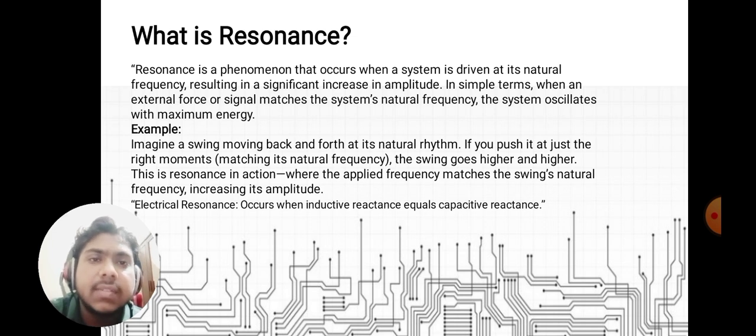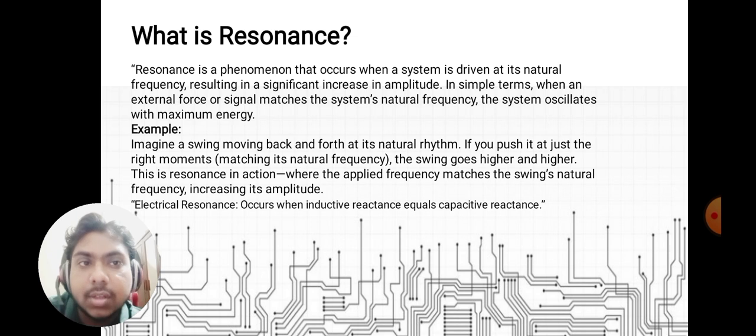If we were to give an example, imagine a swing that is swinging at its own natural frequency, and just at the right moment, someone gives an outer force. And then we see that the swing just goes higher and higher. That is resonance in action, where the applied frequency from outside matches the swing's own natural frequency, increasing its amplitude. In case of electrical resonance, it occurs when inductive reactance is equal to capacitive reactance.